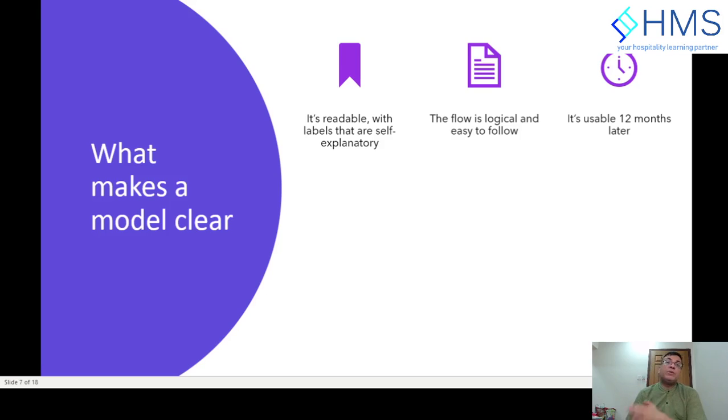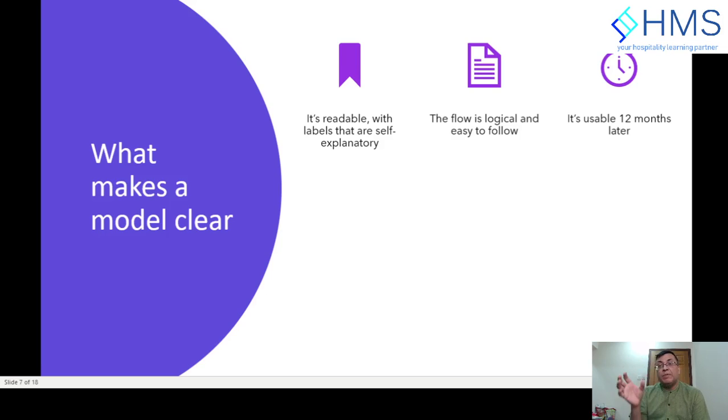It should be reusable 12 months later, right? So you need to identify where the inputs are coming from. Inputs should be on one table so that you can update the tables. You should clearly identify what the assumptions are so that you can go back after 12 months and say, oh, these are my assumptions, let me review them again, right?